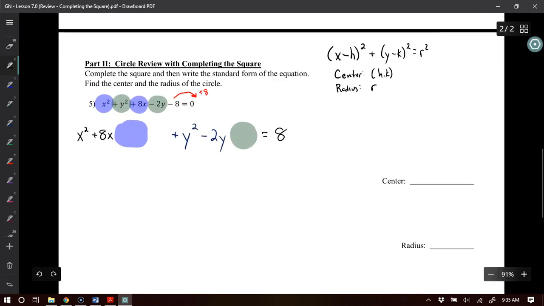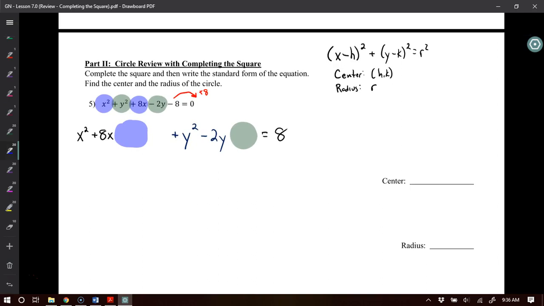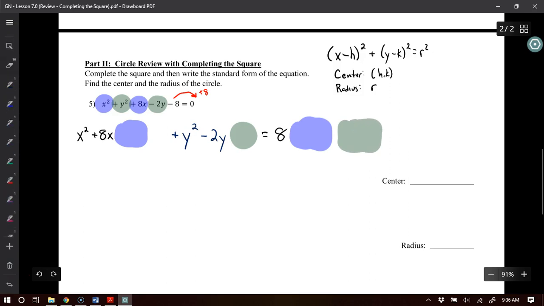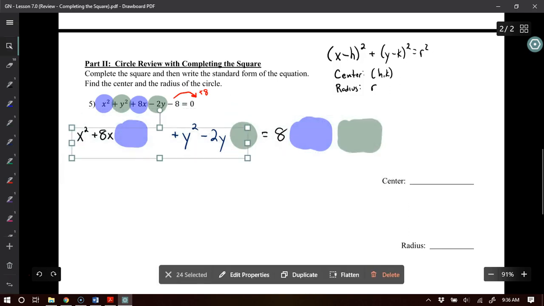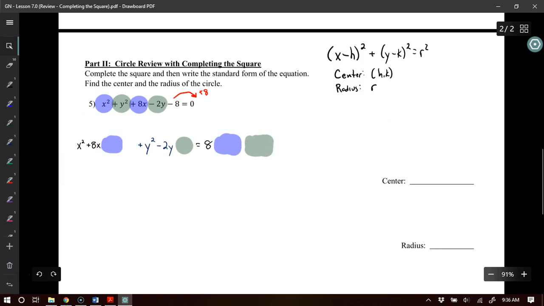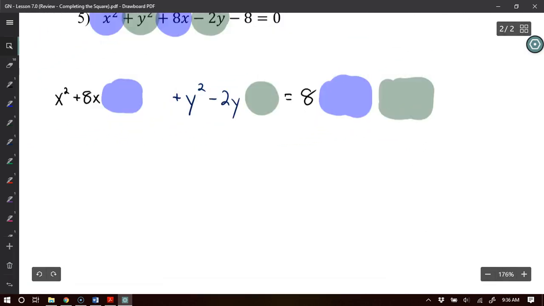But remember, I have two placeholders on the left-hand side. I have one for the x squared and x, and I have one for the y squared and y. So I'm going to put them over here as well. So this is the general structure we have when we are completing the square for this. Give myself some more room. So rather than completing the square once, we're going to do it twice.